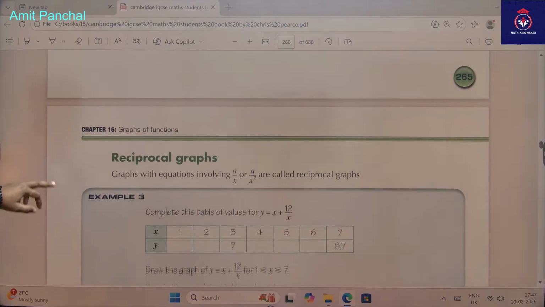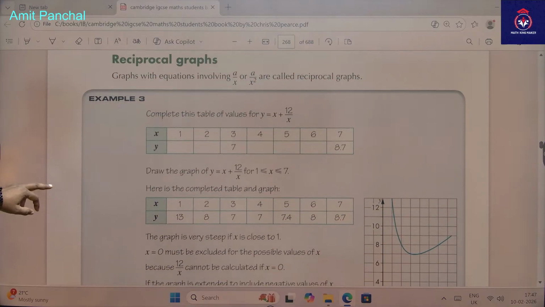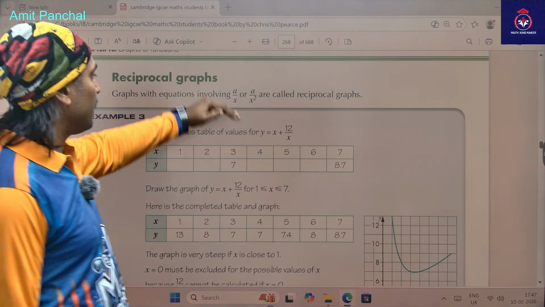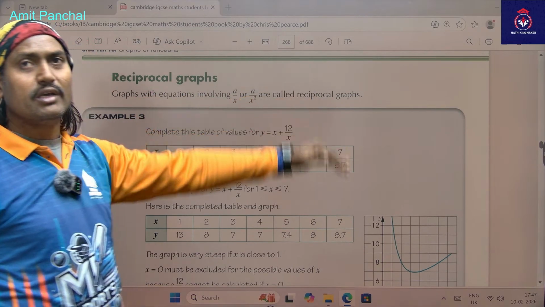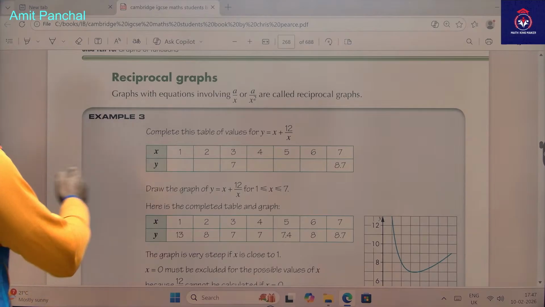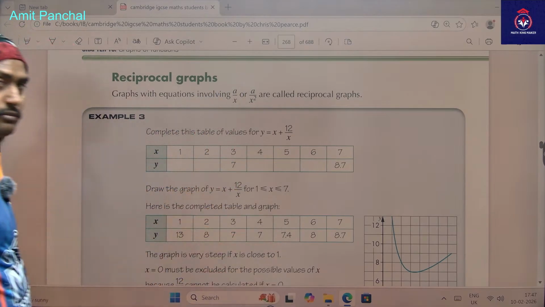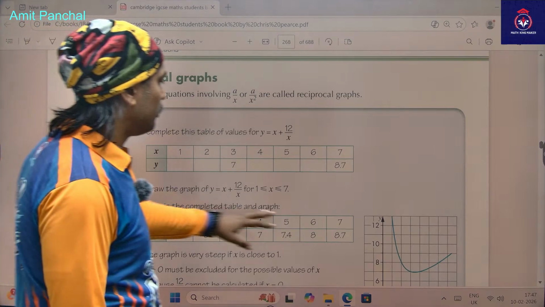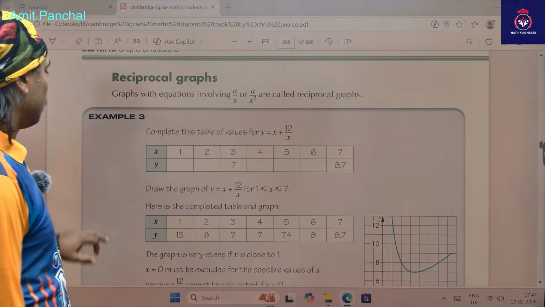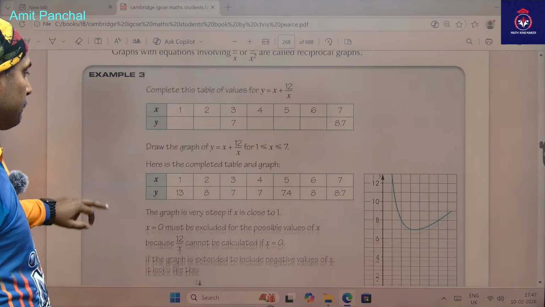Now the reciprocal graph. Graphs with an equation involving a by x or a by x square are called reciprocal graphs because they will be going down rather than going up. So similarly you can draw these graphs, so that will go down. Okay. Yes, sir.